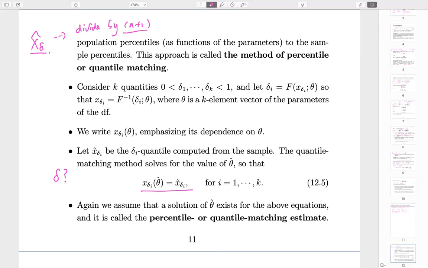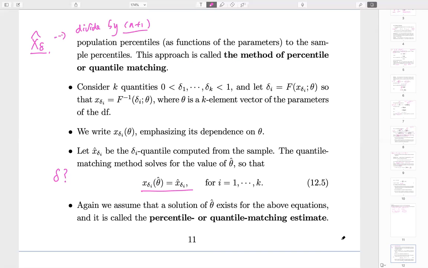Oftentimes, a different choice of delta will lead to different results. Somehow, the rule of thumb is do not use extreme quantiles. For instance, don't use 5% or 99% because those are relatively volatile. If you pick something in the middle, they are more robust. Like the median, 50%, or 70% or 40%. Those are safer, relatively speaking, with respect to changes in the data.